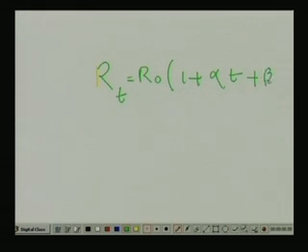Let me take a blank page. So, for most practical purposes, if I take Rt equal to R naught into 1 plus alpha t plus beta t square, that will suffice. This is a t square, please note, okay, this will suffice, right.